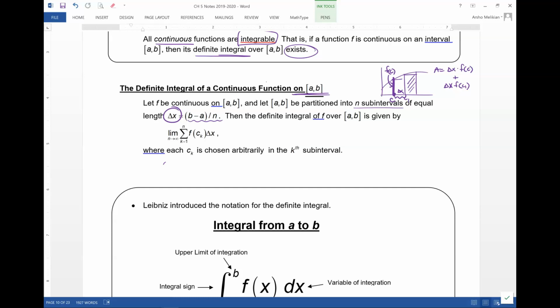So what this is, delta x is the base, f of c is the height. If I generate the terms here, it'll be delta x times f of c1 plus delta x times f of c2 plus delta x times f of c3, and so on. This is just a different way of writing it. But now, how are we going to make this the most accurate? It's when n, the number of subintervals, approaches infinity.